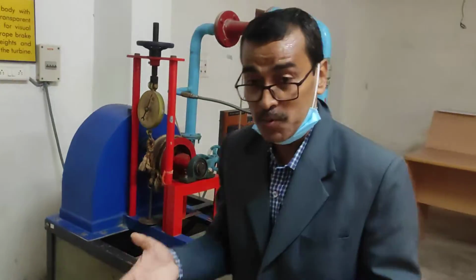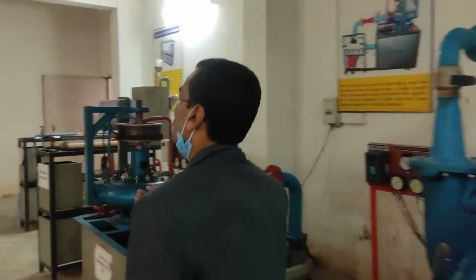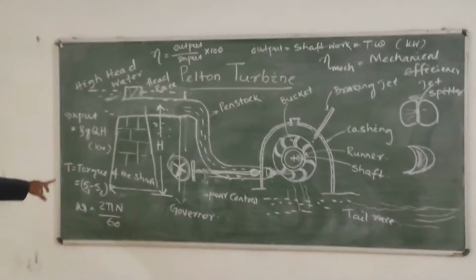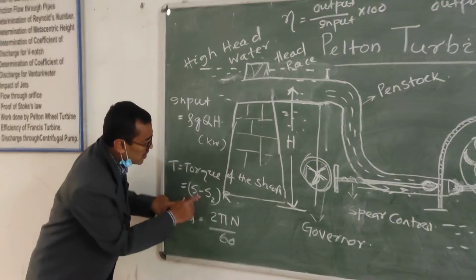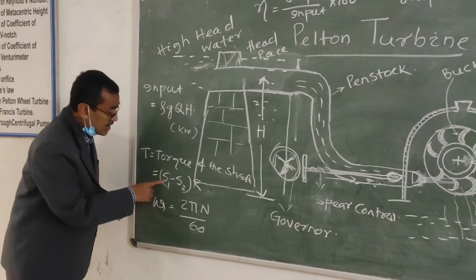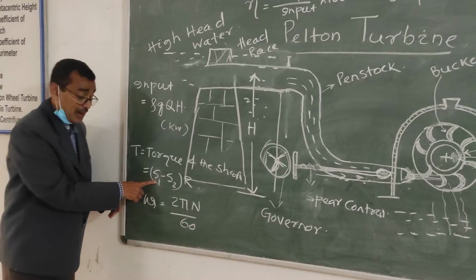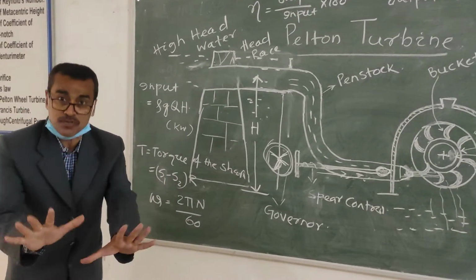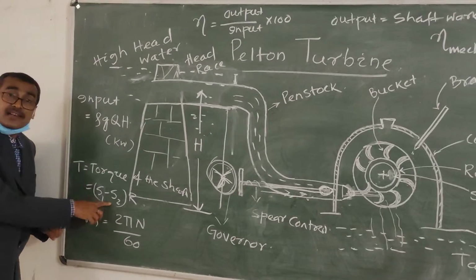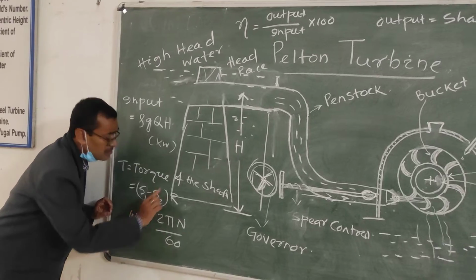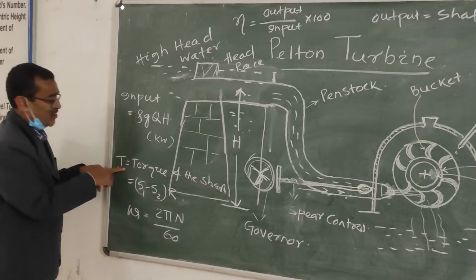And once the torque is known, let us come to this point. I have written yesterday, that is (S1 minus S2) into R. R is the radius of the drum of the dynamometer. S1 is the tensile force or tension in the rope where the load is kept to make the turbine stop. And S2 is the tension in the slack side. So the difference of tension multiplied by the radius of the drum will give the torque.